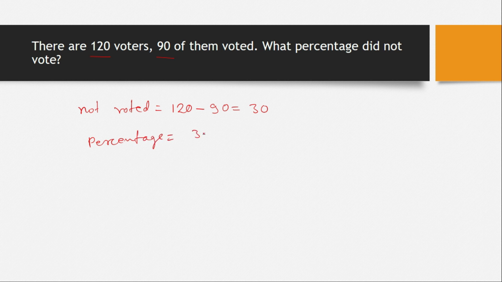Now percentage who did not vote is 30 by, what is the total number of votes? 120. 120 into 100. That means 25%.